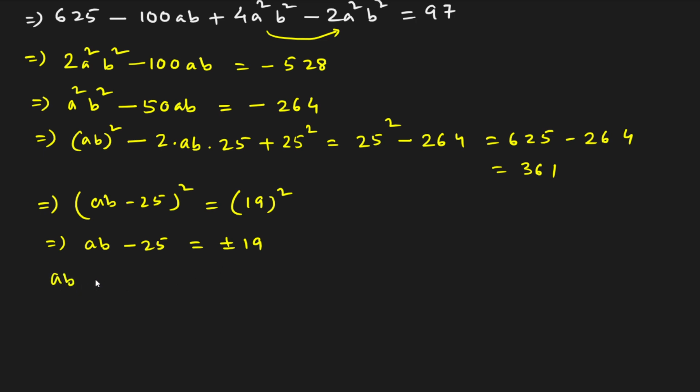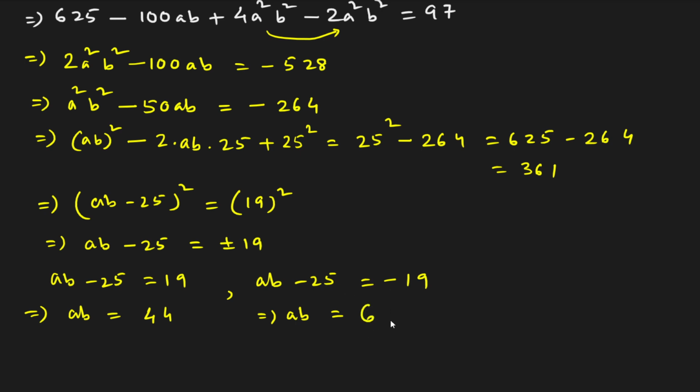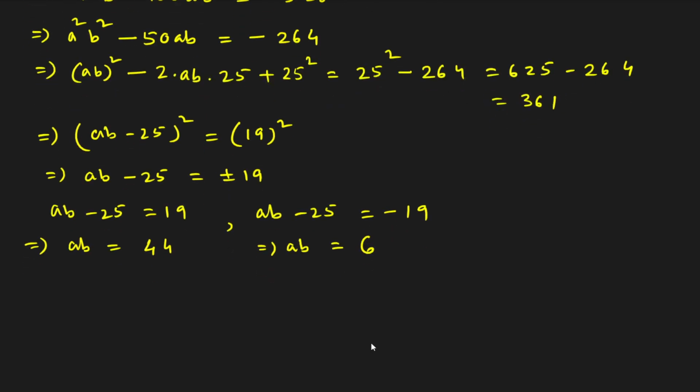So if you consider the plus sign, then we'll get plus 19. And if we consider the minus sign, we will get minus 19. So this implies ab is equal to 25 plus 19, how much? 44. And from here, it will be 25 minus 19, how much? 6. So we have two possibilities. One is ab equals 44. Another one is ab equals 6.